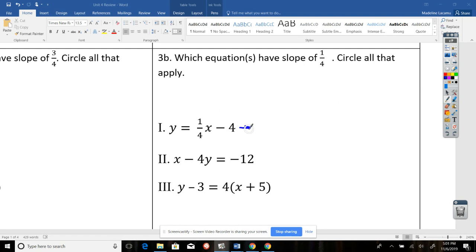this one is in slope-intercept form, which is y equals mx plus b. So we need y equals mx plus b. Remember that our slope is represented with an m. So this equation, we need to figure out what m equals. Notice that the m is right in front of the x, which means that in this equation, the 1/4 would represent our m. So our slope in equation number 1 is 1/4, which is what we wanted, so 1 would be included in our answer.